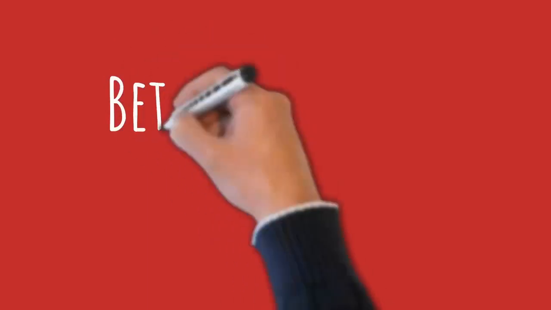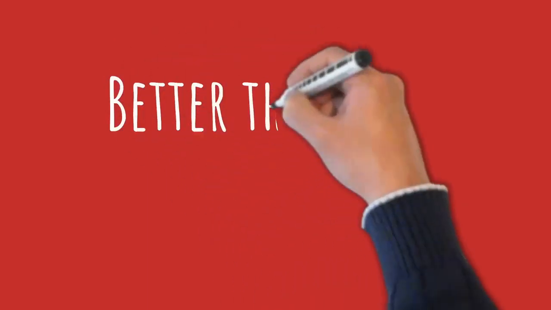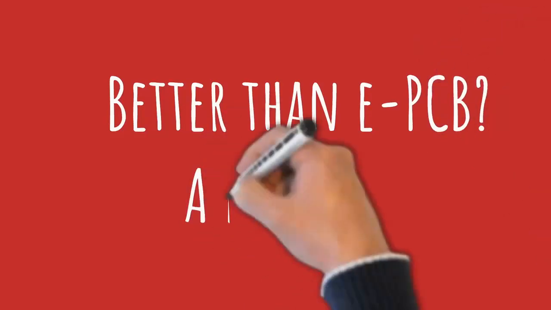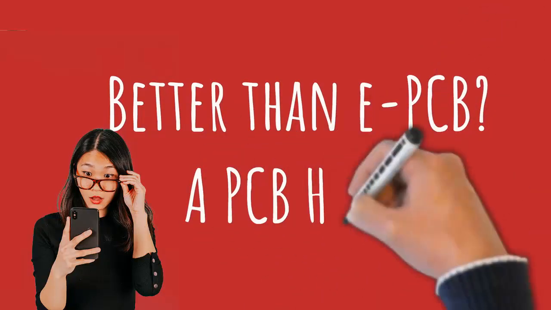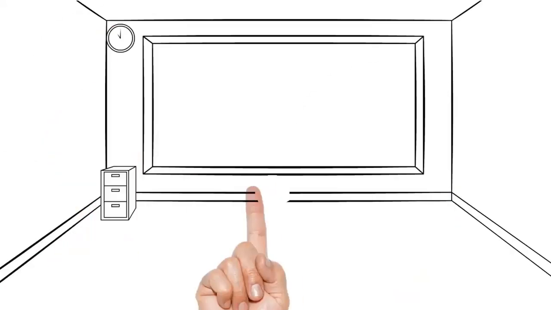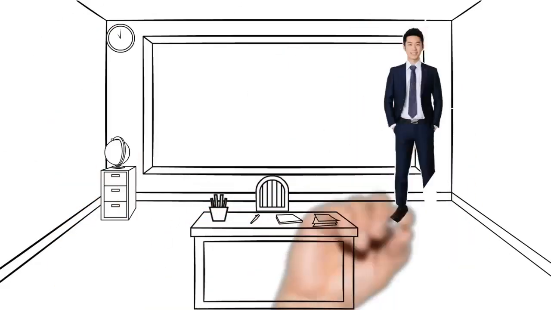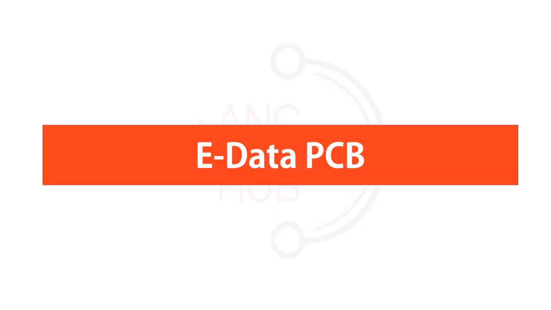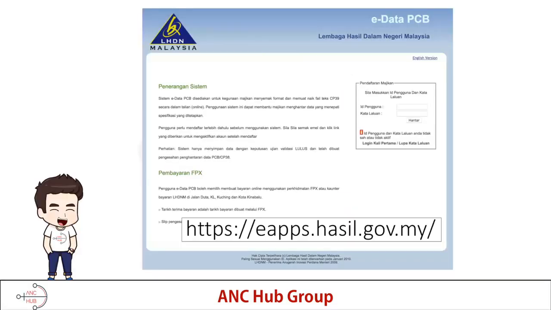Last video, we talked about how to use ePCB to submit your PCB. But there's another hack which is even better than ePCB. That is using eData PCB. Very simple. What you need to do, you basically just go to this website, eapps.hasil.gov.my.